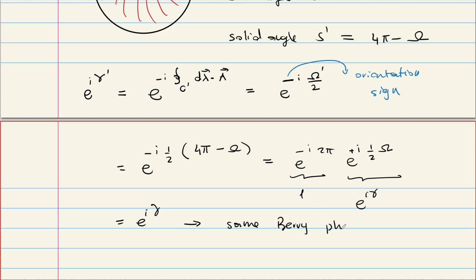Berry phase for the closed loop. And that's what it should be, because we said this Berry phase should be gauge invariant. If I had an open loop, then I wouldn't have that.